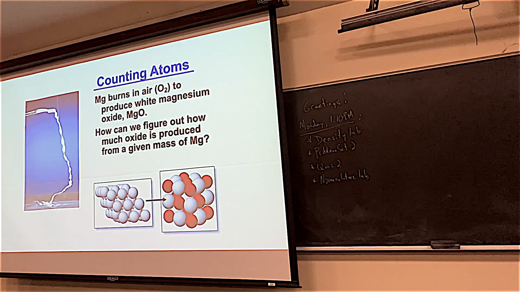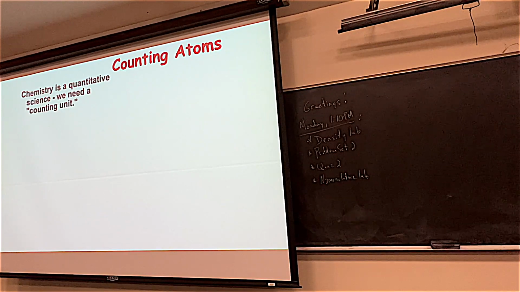How much MgO will you get? If you put in this much magnesium, how much magnesium oxide will you get out? So chemists need a way to count atoms. How chemists count atoms is we have what's called a counting unit.